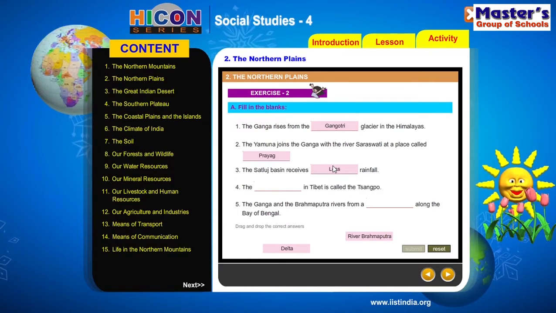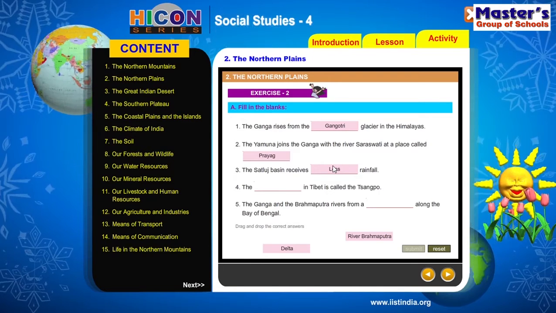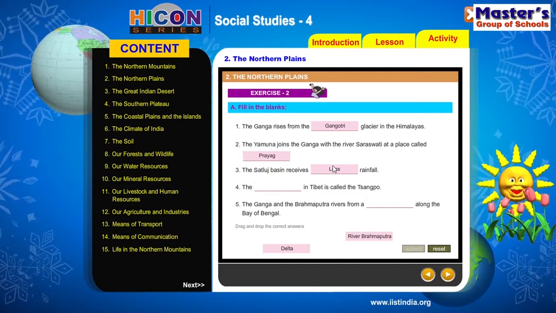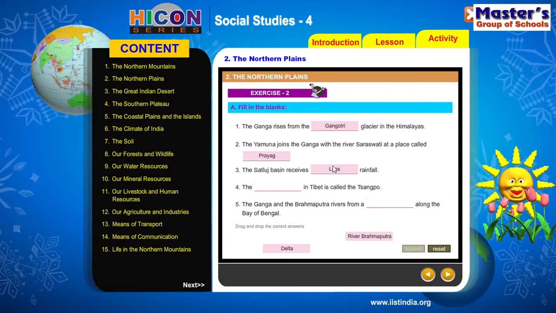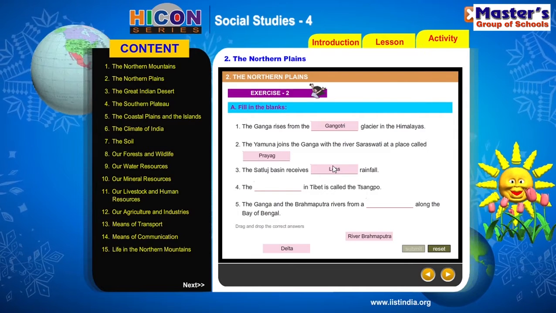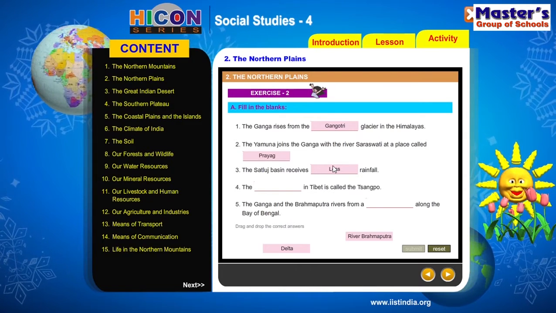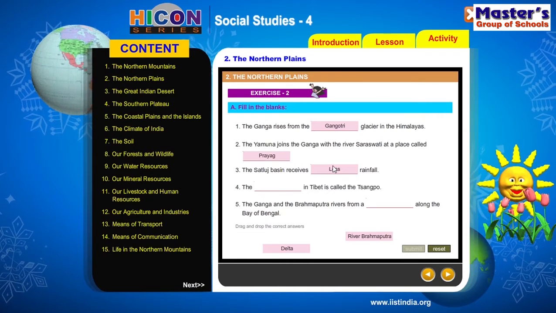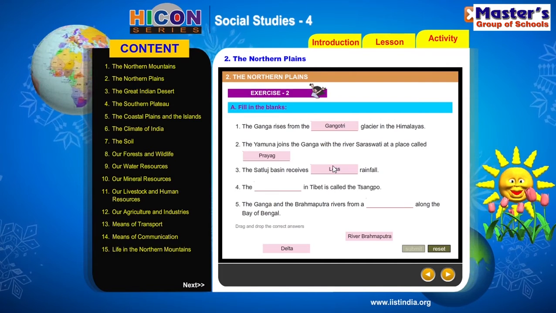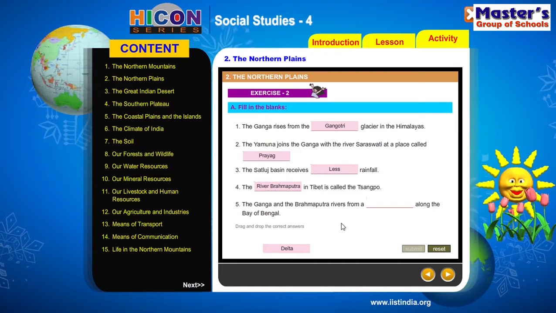Fourth. The dash in Tibet is called the Zangpo. River Brahmaputra actually originates on the other side of the Himalayas in Tibet. From there, it flows eastwards and around Arunachal Pradesh it crosses the Himalayas and comes into the Indian region, isn't it? So on the northern side of the Himalayas, where the Brahmaputra originates, that is in Tibet, it is known as Zangpo. Zangpo is the name of Brahmaputra in Tibet. So the river Brahmaputra in Tibet is called the Zangpo.